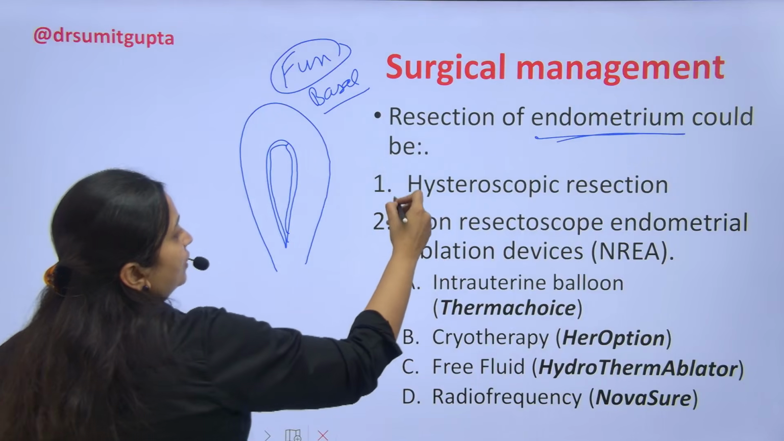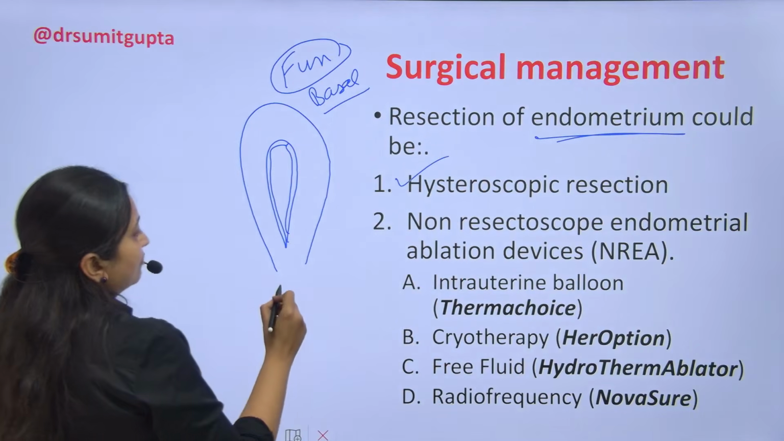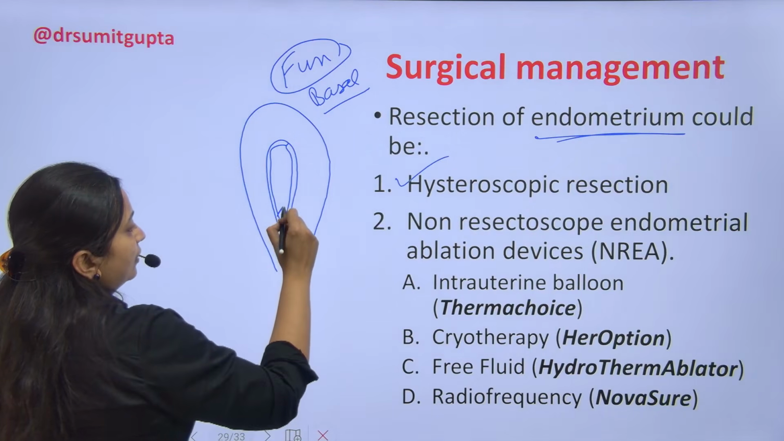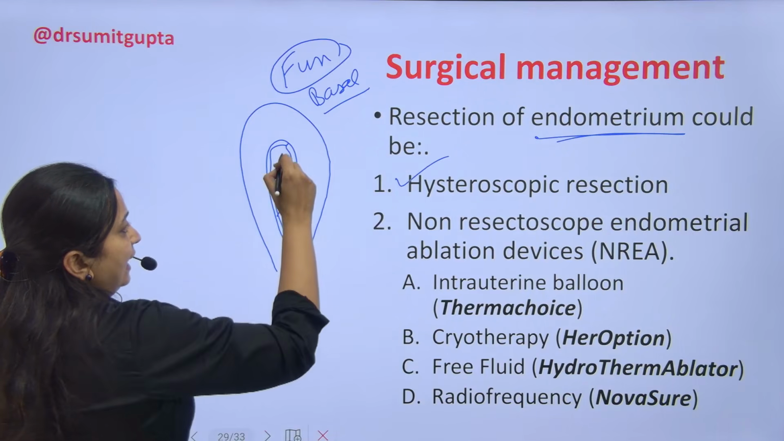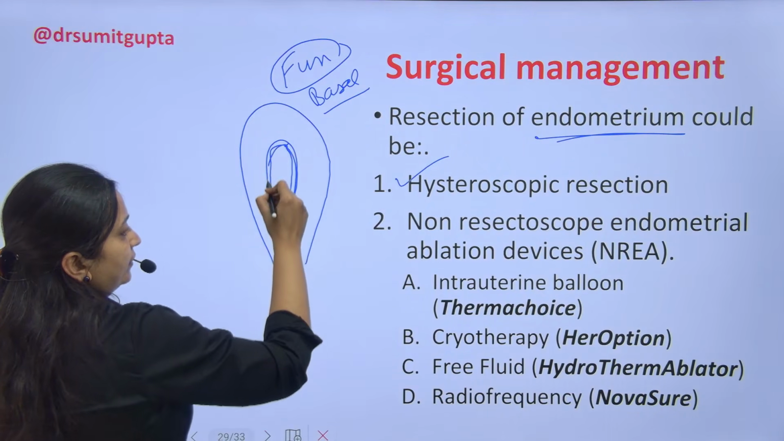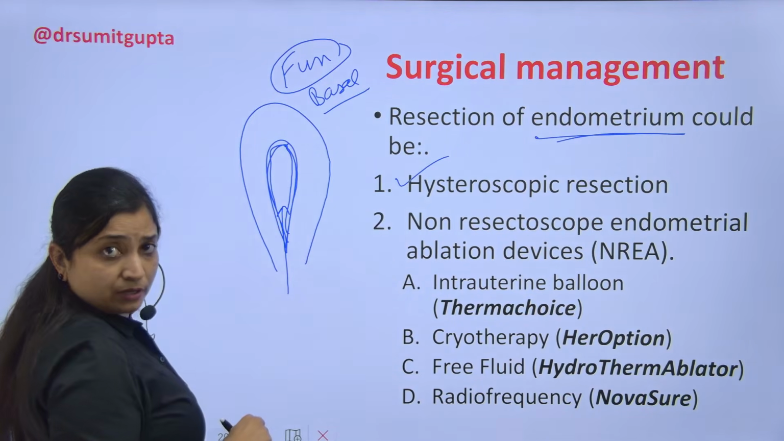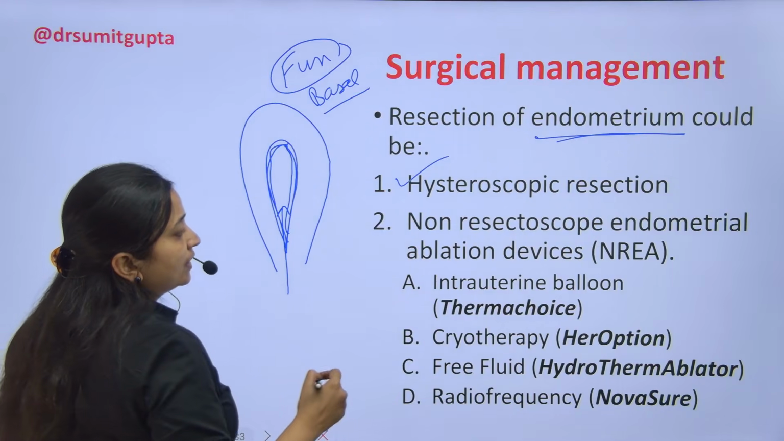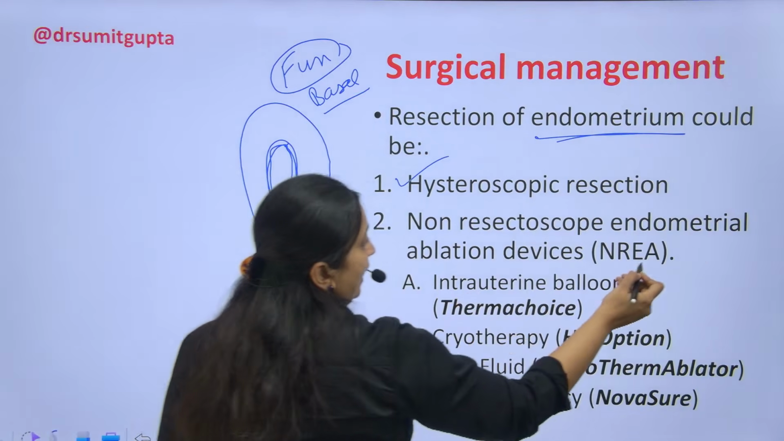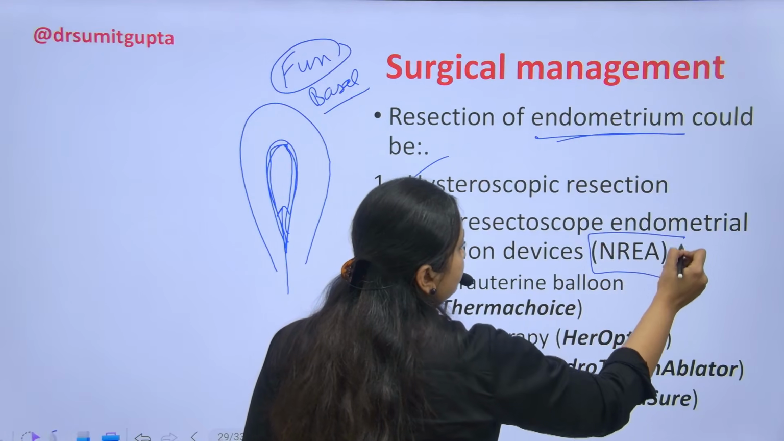Earlier, there was only hysteroscopic resection. We used to put a cautery-like loop inside and take out the endometrium by the hysteroscopic method. Now there are newer devices, NREA. This is something very new.